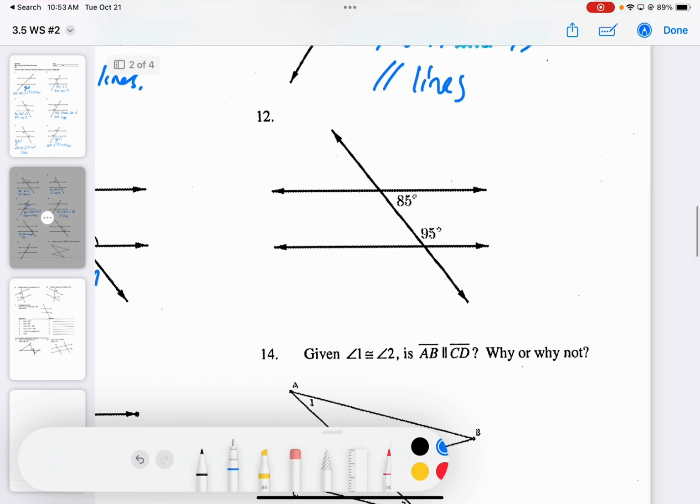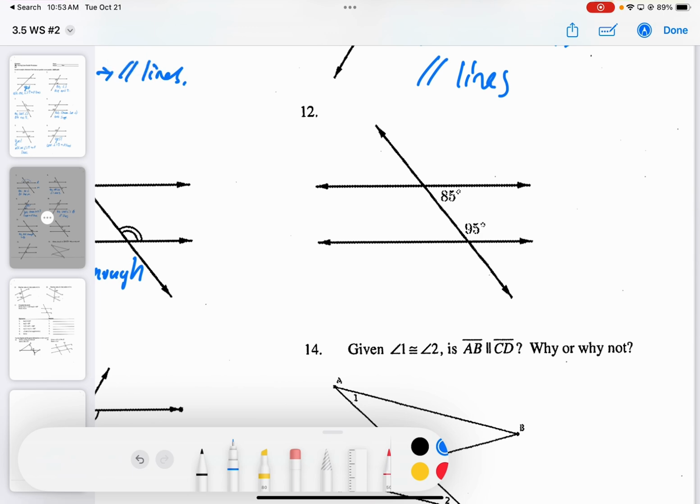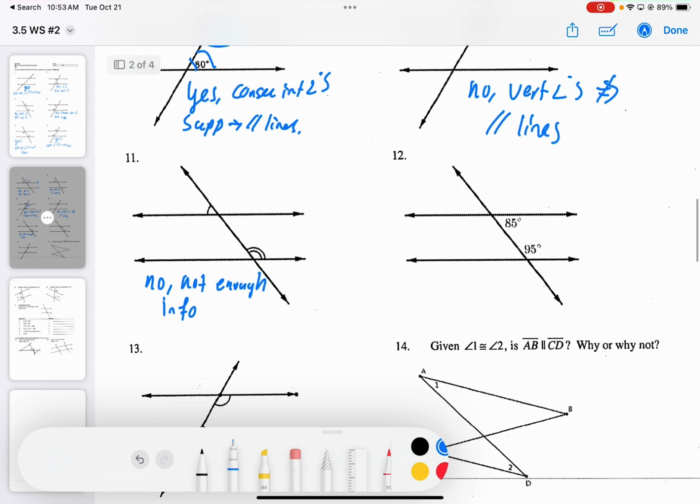All right, Liam, 12. No. Why not? What was it? 11's where we're just going to say no, not enough information. Yes. They are indeed parallel to each other. Dom's going to help you out. Dom, why are they parallel? Supplementary. Yeah, and they're what type of angles? Consecutive interior. Good. So we'd say consecutive interior angles supplementary imply parallel lines.